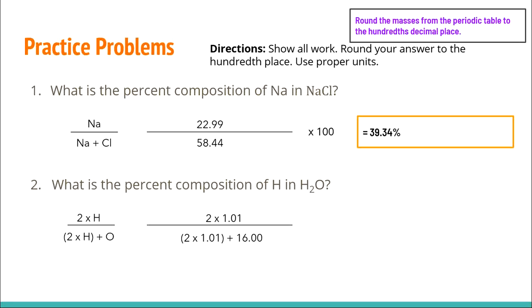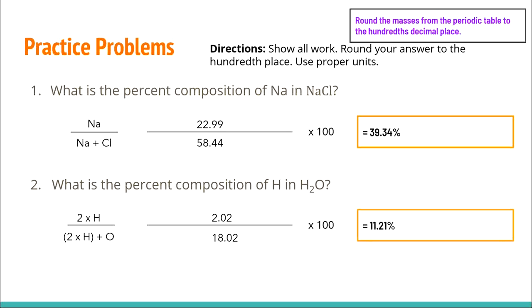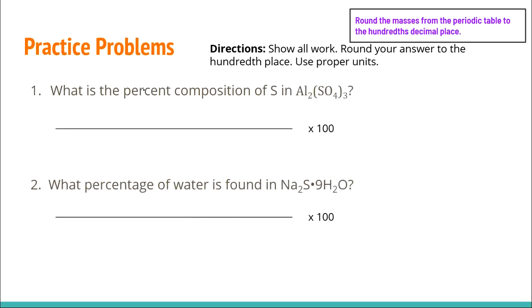Let's go ahead and figure out the numbers for the numerator and the denominator. So 2.02, and the total mass is 18.02, times 100 is equal to 11.21%. So this means that there's 11.21% of hydrogen in water. Water consists of 11.21% of hydrogen. Feel free to pause the video here and try these problems out for yourself.